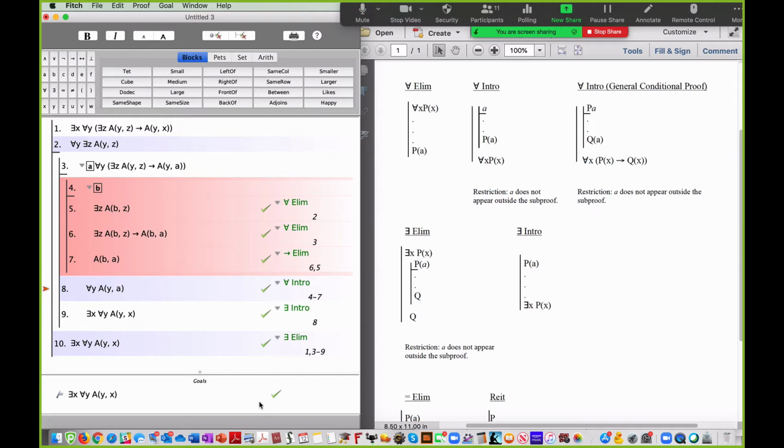You're working from the inside, working your way out. Yeah, right. And then of course, as you know, when we're eliminating, we work from the outside in.